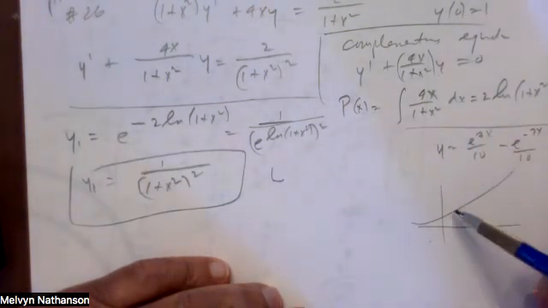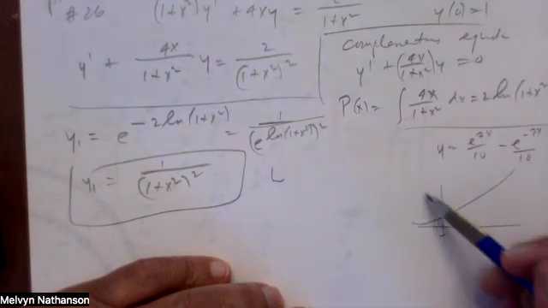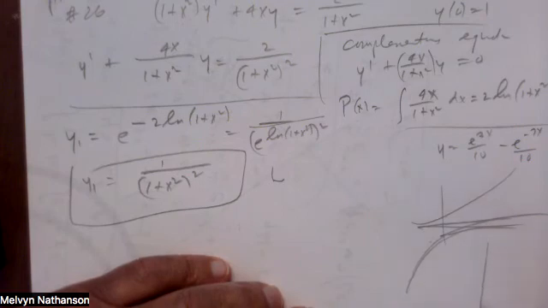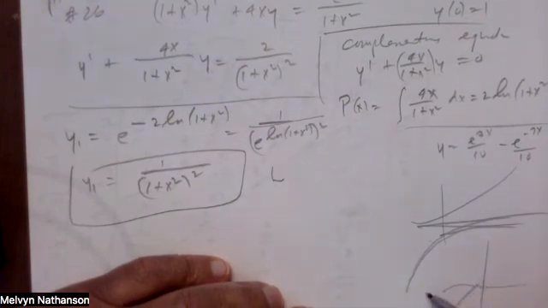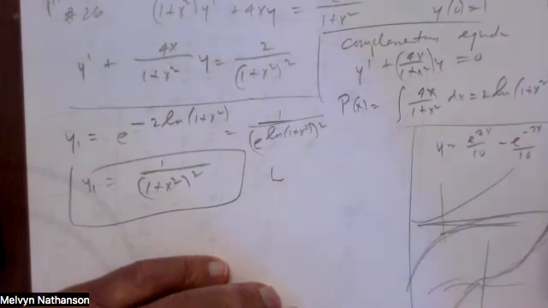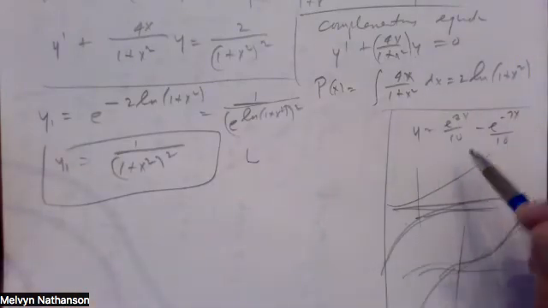And when x equals 0, it's a 10th. This is a decaying curve. E to the minus 7x over 10 looks like that, minus that looks like this. So when you put the two of them together, you're going to get something which looks like that. And that's the best you can do by hand. If you have a graphing calculator or a computer or Maple, you can graph it more carefully.